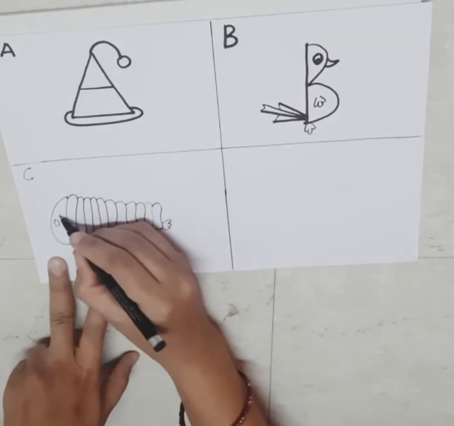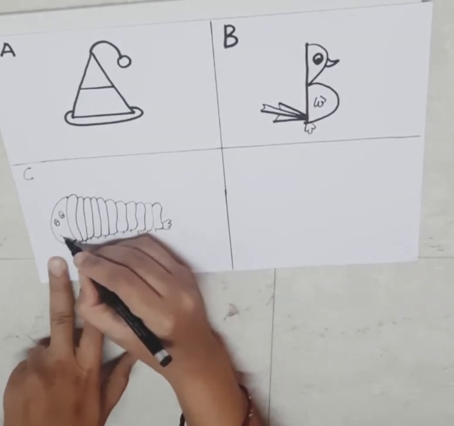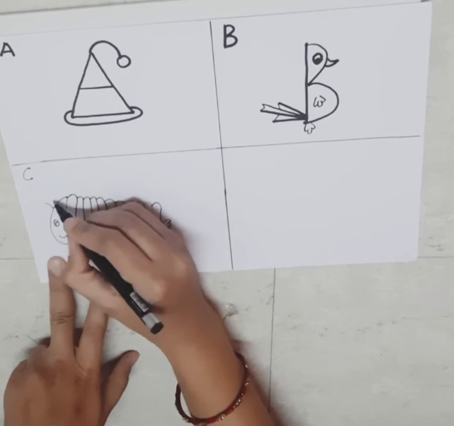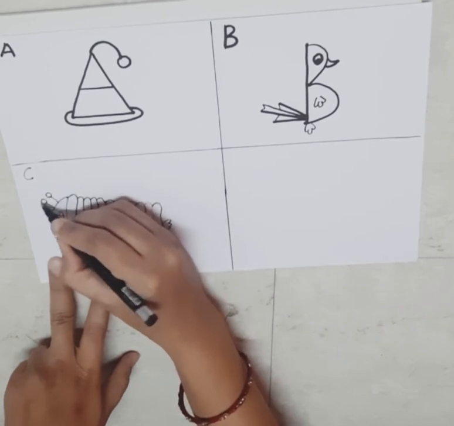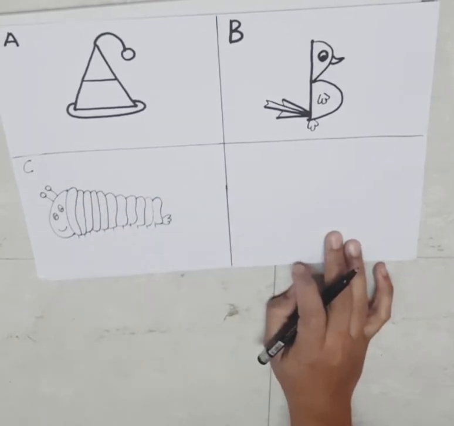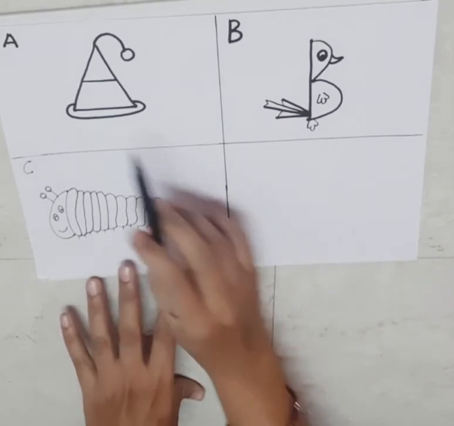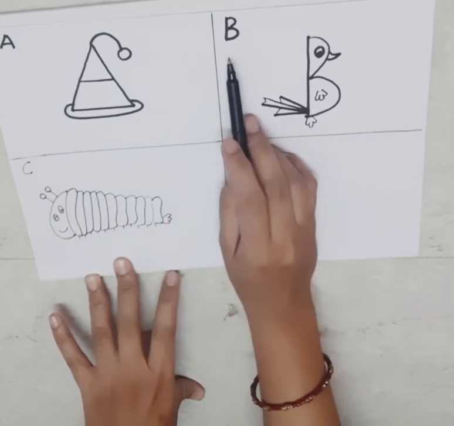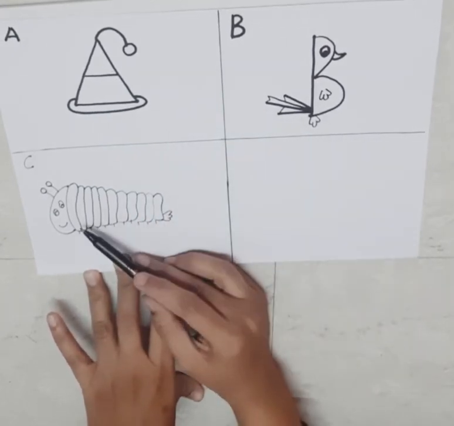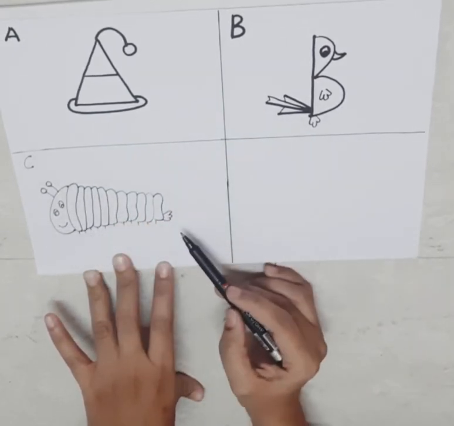Now see, 2 eyes, and a smiley. One more thing. Okay, so it's nice. We can make step-by-step drawings from our letters in alphabetic series. So this is A, we have made a cat. This is B, we have made a bird. And this is letter C. From C, we have made a caterpillar.